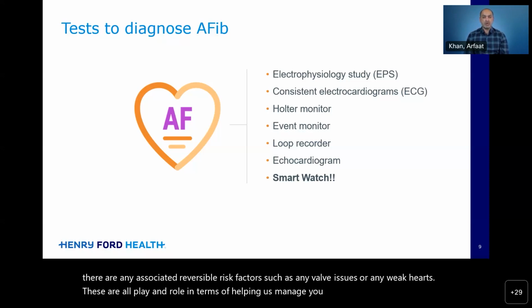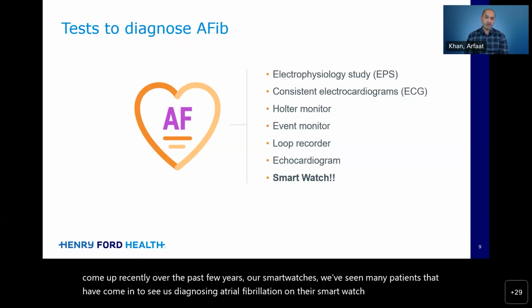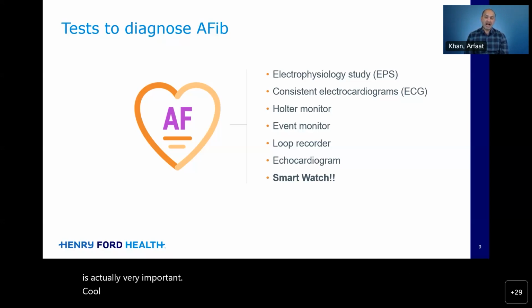And lastly, something that's come up recently over the past few years are smartwatches. We've seen many patients that have come in to see us diagnosing atrial fibrillation on their smartwatch. And actually, this is a very important tool which gives you a good idea of how much atrial fibrillation you're having.